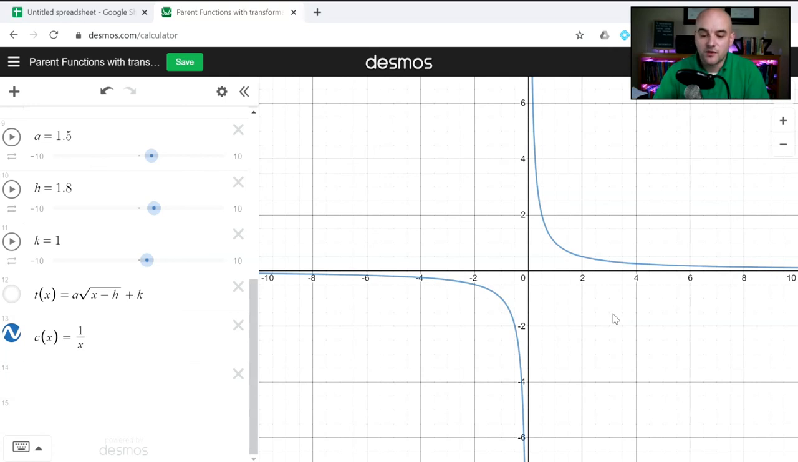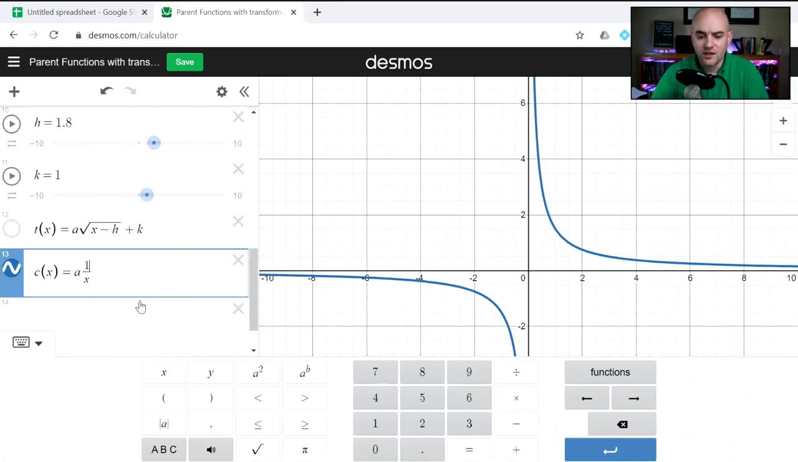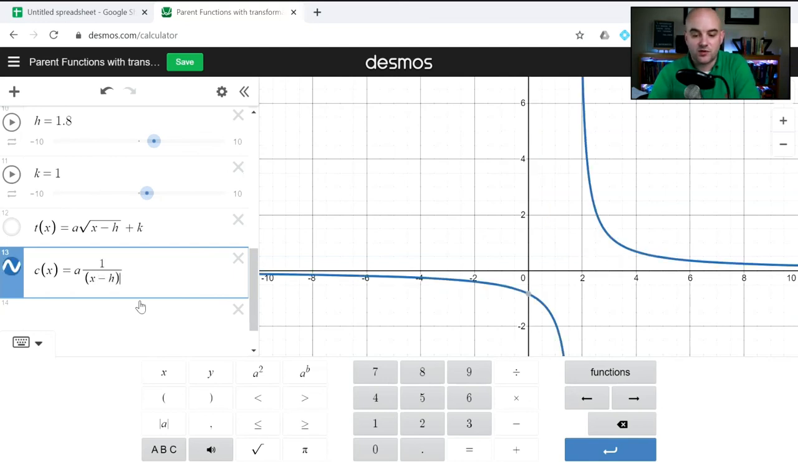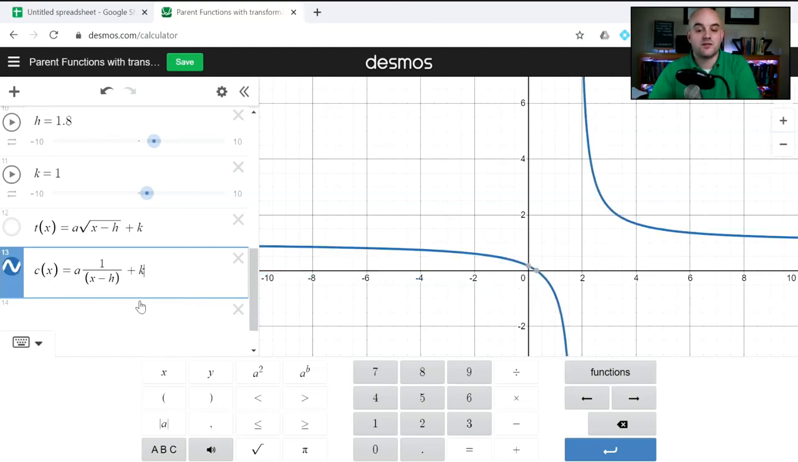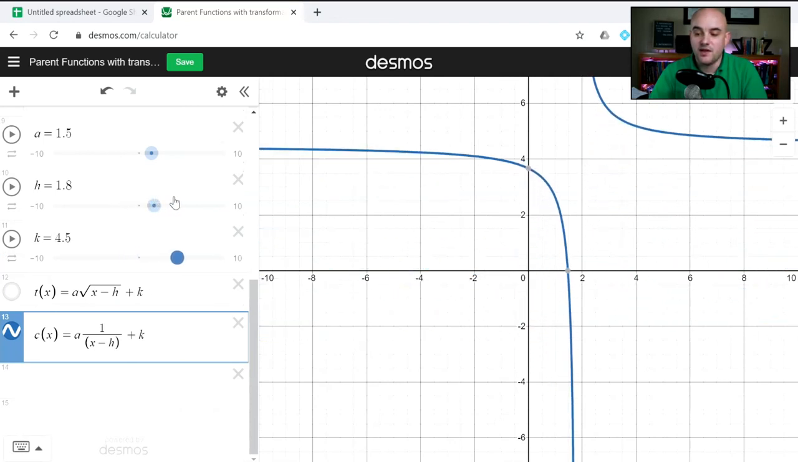So that's what it looks like. Notice, let's go ahead and put in the transformation form. If I put an a out front, and then with the x, so in the denominator here, I'm going to put x minus h. And that's, once again, going to shift it left or right like it did on the other ones. And then a plus k on the outside, that's going to shift it up and down. So notice that k right there, it shifts it up and down.